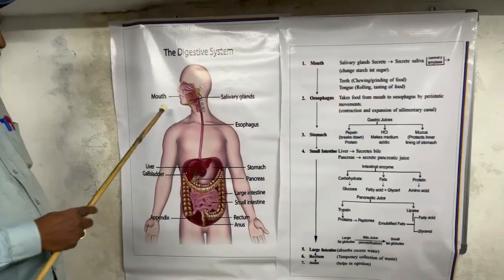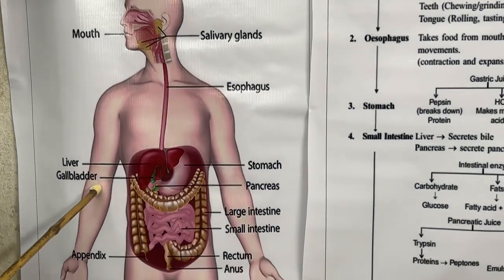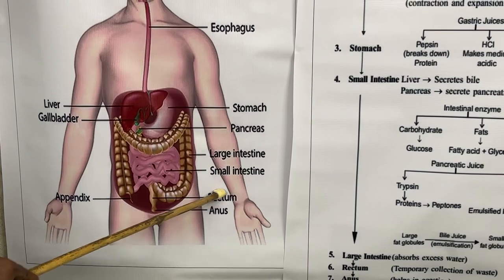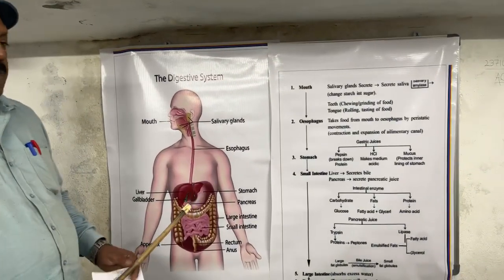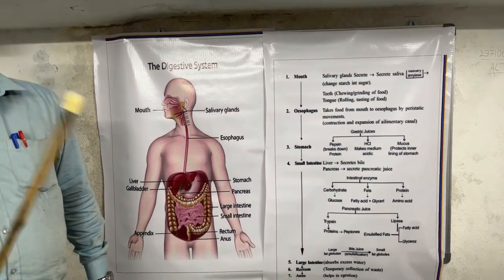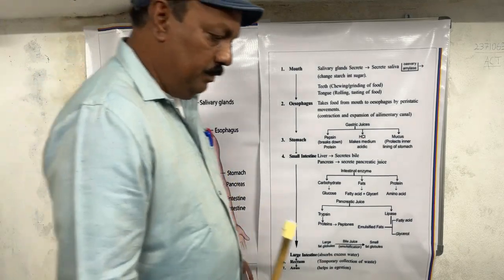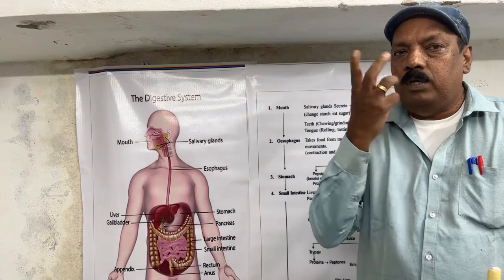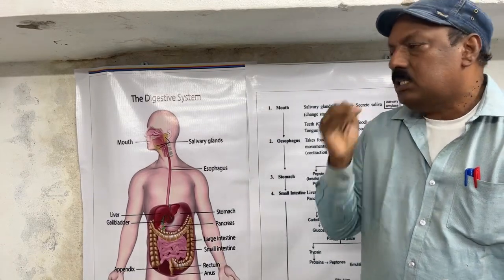Here you can see: mouth, salivary glands, esophagus, liver, gallbladder, stomach, pancreas, large intestine, small intestine, rectum and appendix, and so on. Everything is there. So first of all, how does the human digestive system start? Whenever a person eats certain food, we call that ingestion. That means taking food with the help of the hand and mouth is called ingestion.